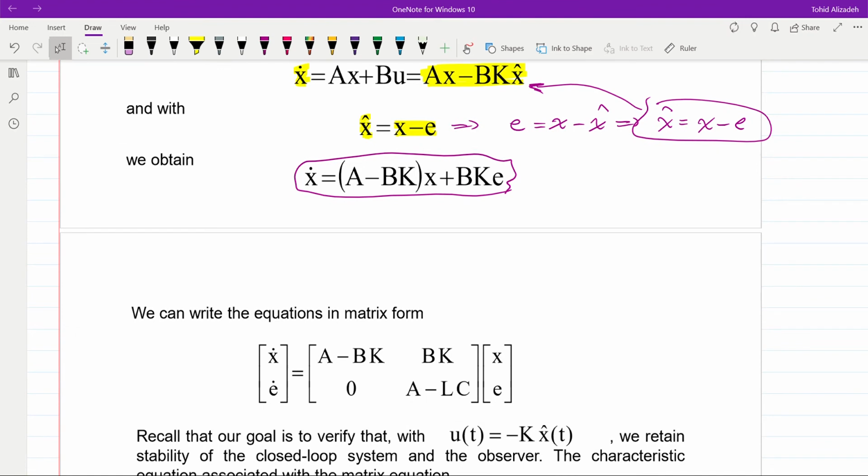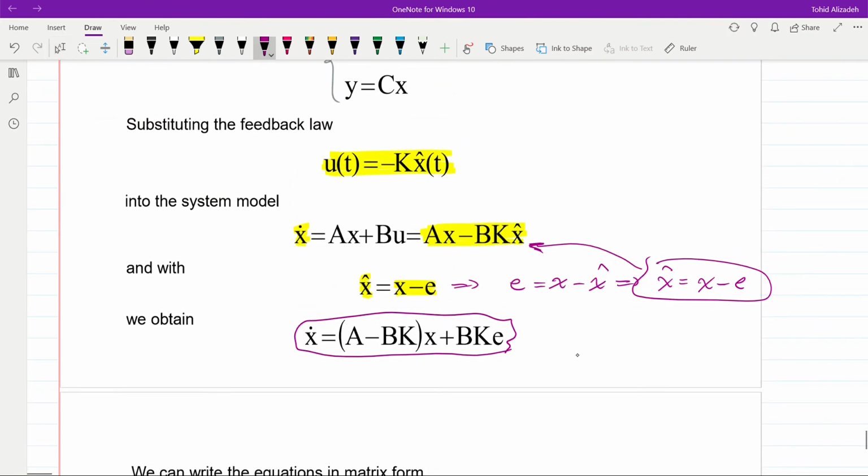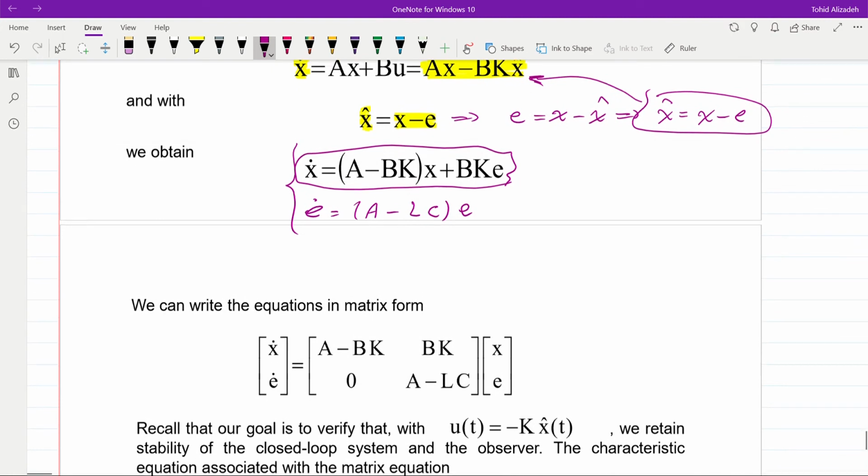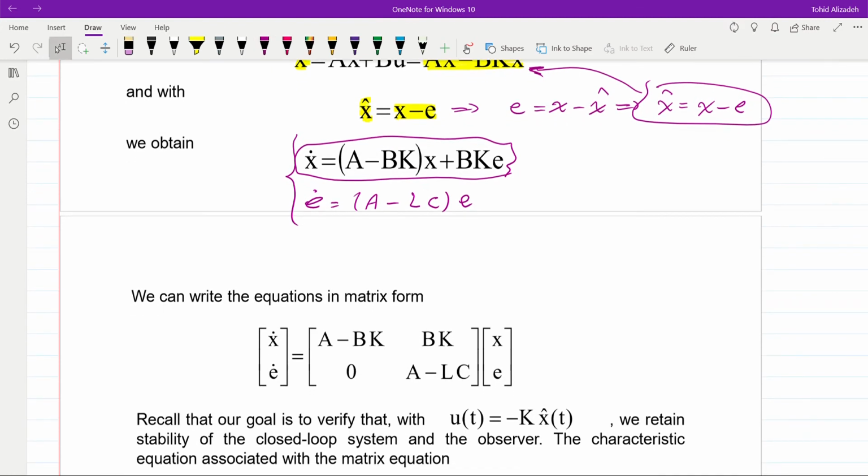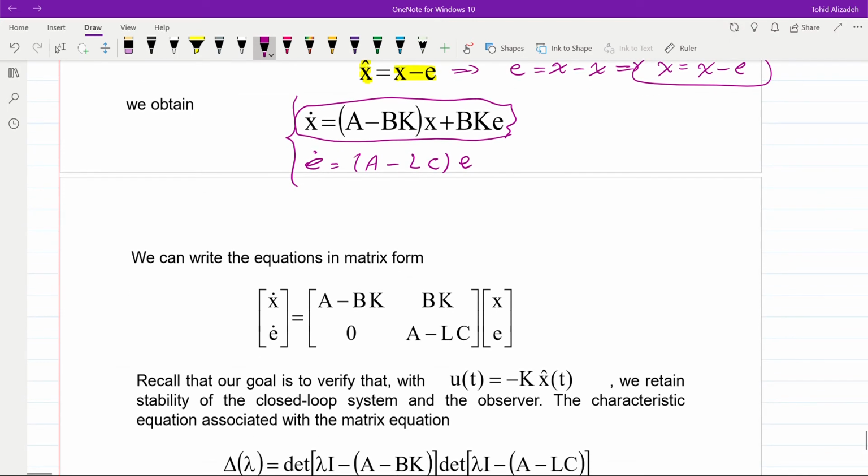We also have the expression for e dot. We know that e dot is equal to (A minus LC) times e. Now we can put these two together, and we obtain the matrix of the equations. x dot and e dot will be equal to [A minus BK, BK; 0, A minus LC] times x and e. So this is indeed a system in the state space representation form.